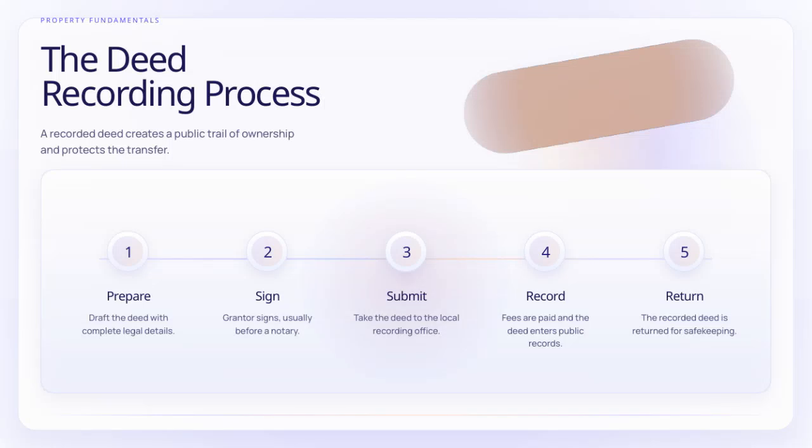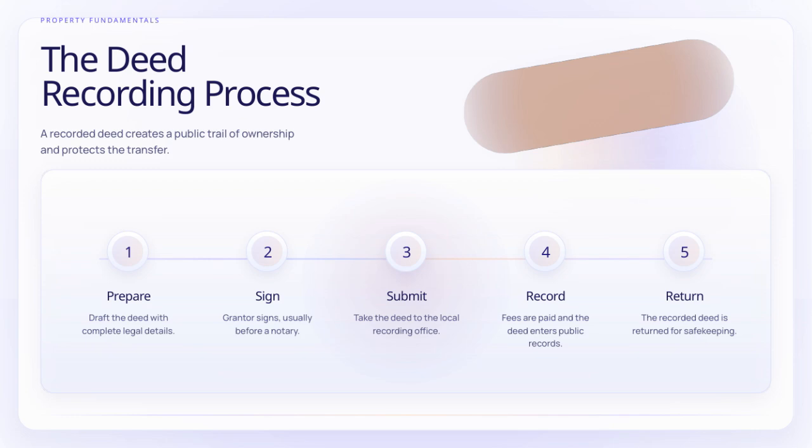Let's talk about the deed recording process, which is fundamental to property ownership. When a deed is recorded, it creates a public trail of ownership that officially protects the transfer of property. First, we prepare by drafting the deed with all the necessary legal details. This ensures everything is clear and accurate from the start. Next, the grantor signs the deed, usually in the presence of a notary to authenticate it.